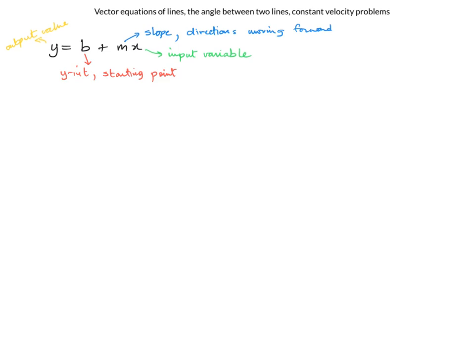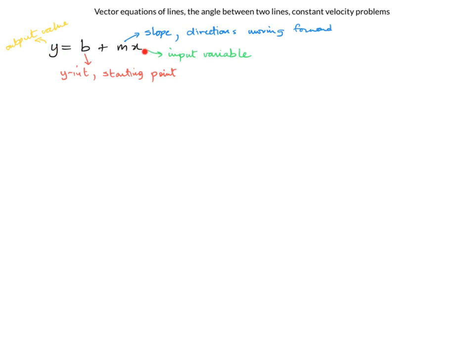So this lesson's about vector equations of lines, the angle between two lines, and also constant velocity problems. I'm going to start by examining our y equals mx plus b, which I've written a little bit differently because we're about to write the vector equation of a line. I'm thinking ahead.